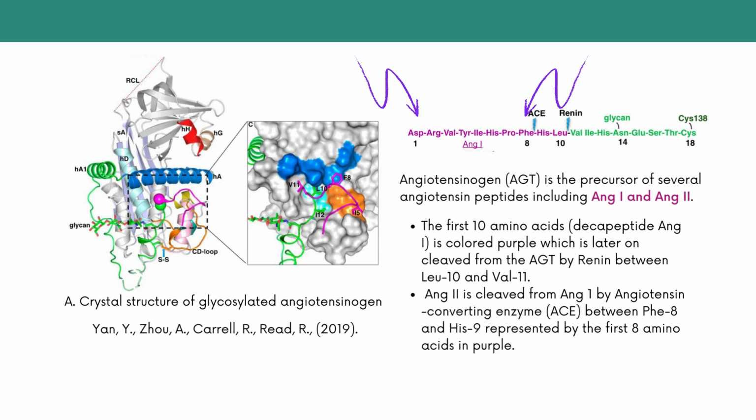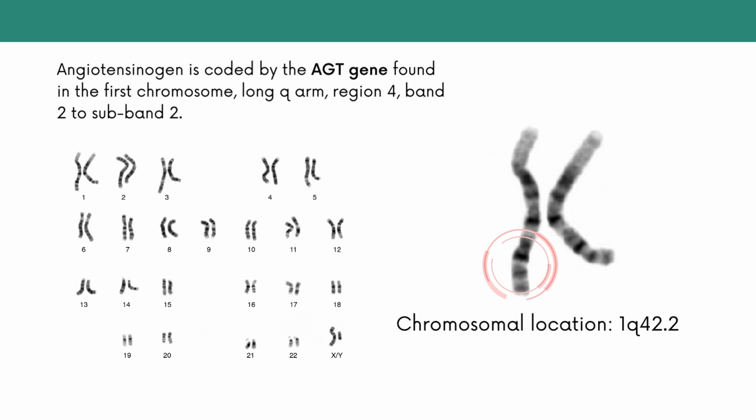Moreover, angiotensin 2, also colored purple, is cleaved from angiotensin 1 by ACE or angiotensin converting enzyme between phenylalanine 8 and histidine 9. Angiotensinogen is coded by the AGT gene, which is found in the first chromosome, long Q arm, region 4, band 2 to subband 2.